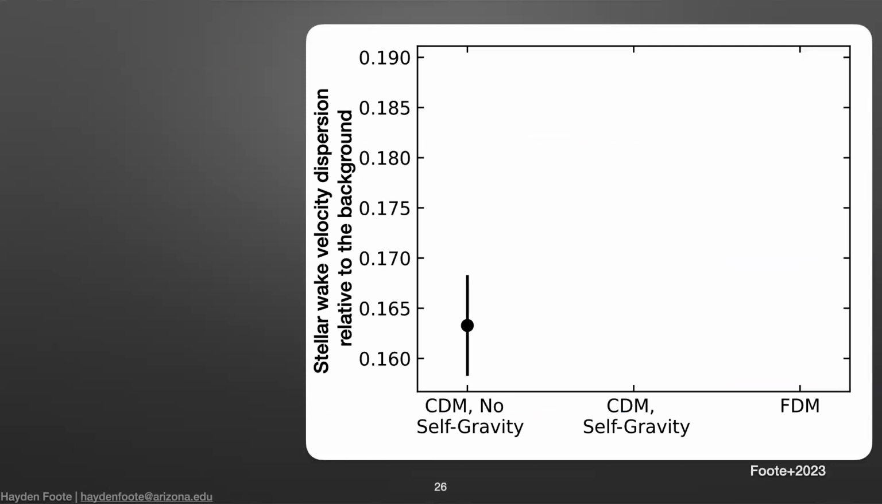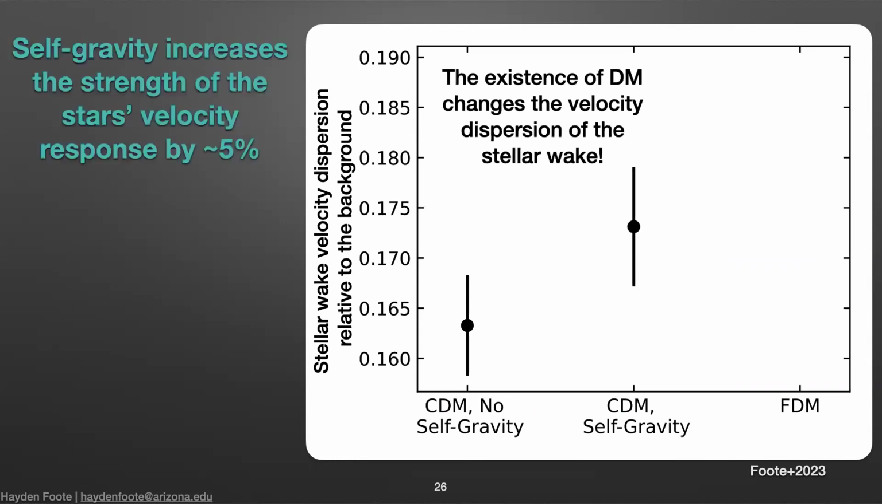So again, this is the velocity dispersion of the wake relative to the background for the stars in each of these 3 models. And so cold dark matter without self-gravity here, again, only gravity on these is from the LMC. If I add the gravity of the dark matter wake, you can see this goes up a little bit. And that makes sense, right? If you have more mass deflecting the stars, you're going to get larger deflections, higher velocity dispersion.